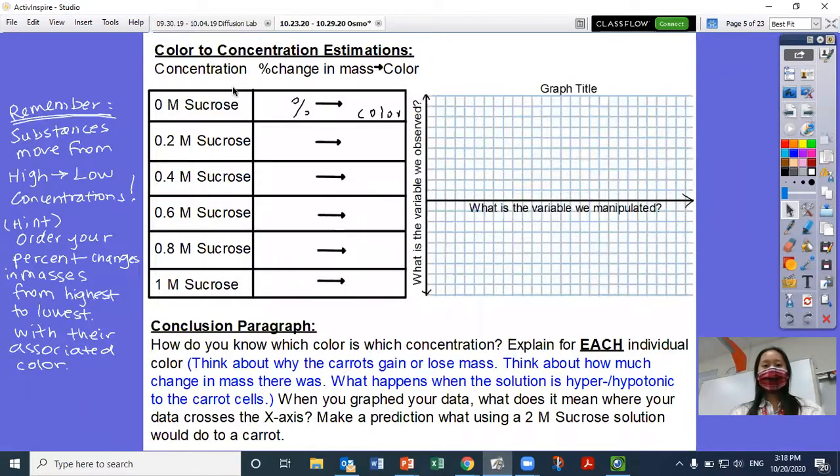You're going to want to have your table for your pairing with your concentrations and your colors based on the percent changes in mass that you calculate, room for your graph, and then your conclusion paragraph that you will be turning in. So again, there will be one following video that has the results and the results only.